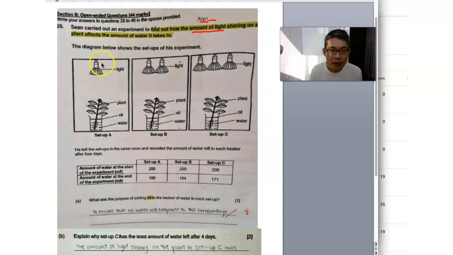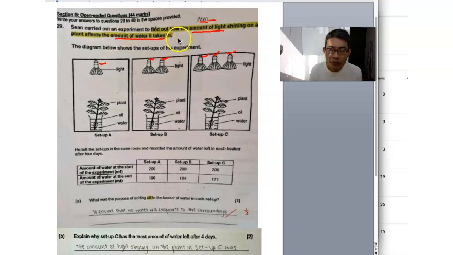So we can see here there is one lamp, now there are two lamps, there are three lamps. Now let me just take a look at the rest of the setup. Notice I have not read the rest yet. I'm just trying to understand this step by step, okay? How would the amount of light shining on the plant affect the amount of water it takes in? What does it mean water it takes in?